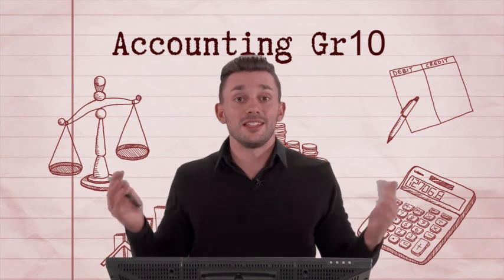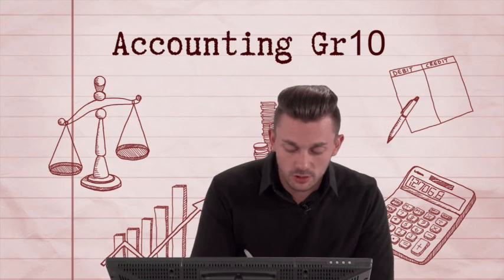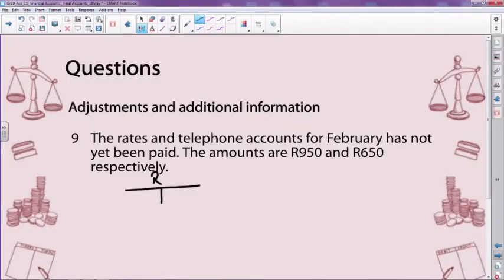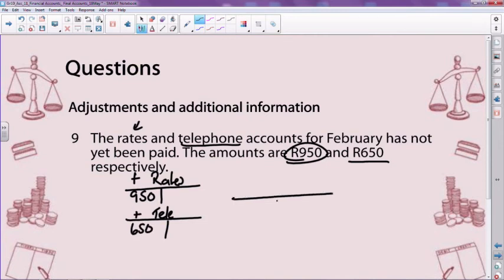Okay, remember guys, these expenses are for this year. So let's place it into the books of this year. The first one will be rates, and that's named first, so the amount will go to rates first. So rates go up with 950. What other account didn't I pay yet? Telephone, it's named second, so the second amount will belong to telephone, so telephone will go up with 650. Contra account, again accrued expense.